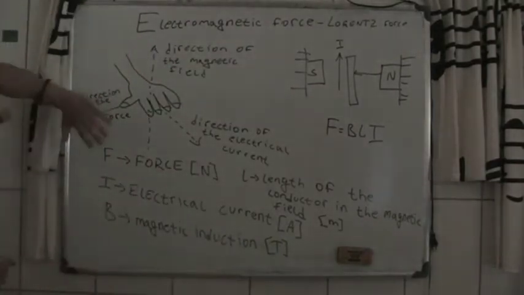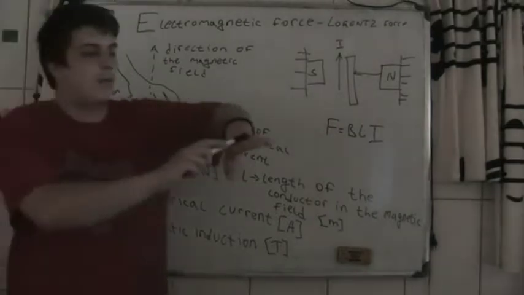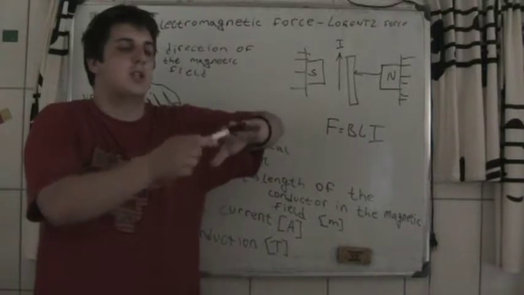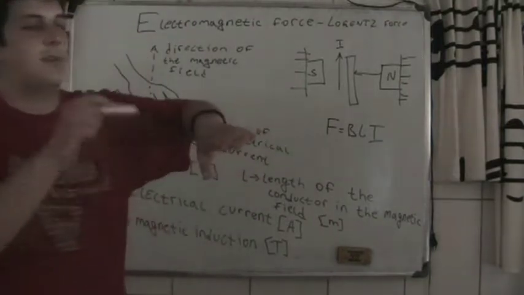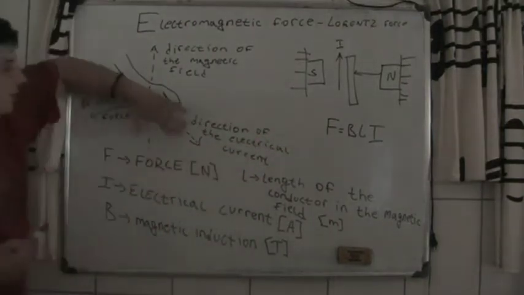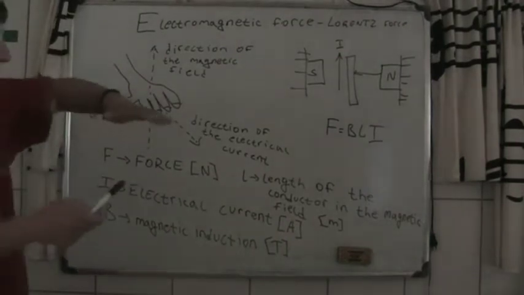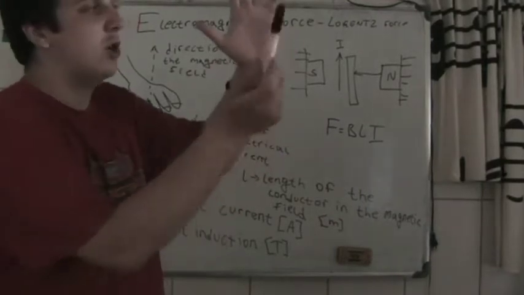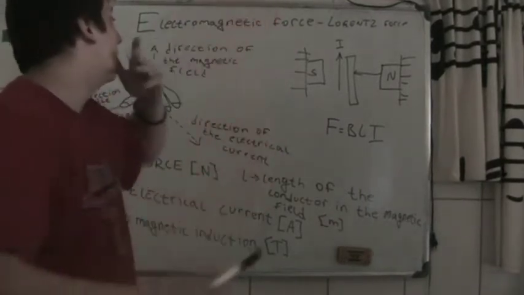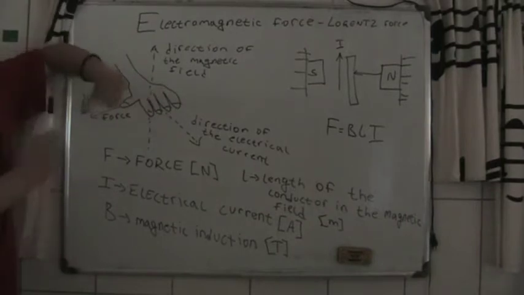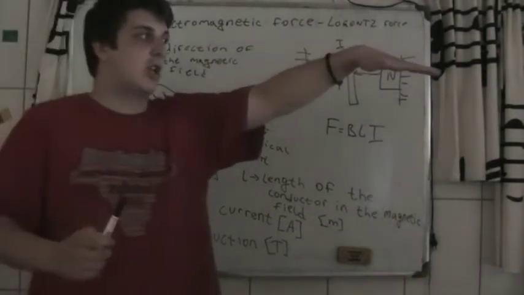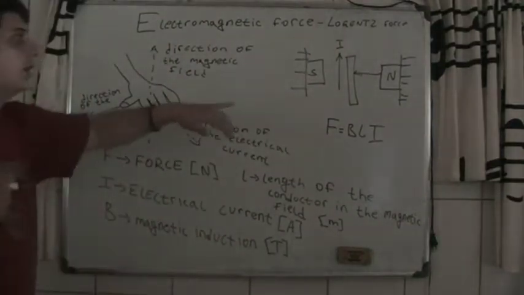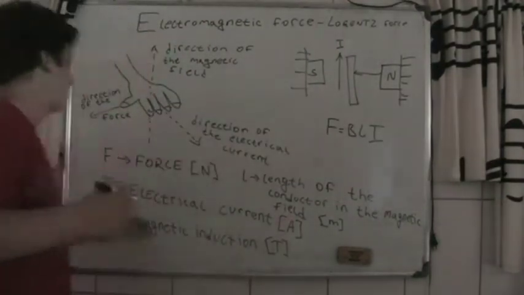So here, these four fingers on the left hand are going to show the direction of the flow of the electric current, like this. The magnetic induction goes into the palm of the hand, like so, and this thumb is going to show you in which direction this conductor is going to experience the force.